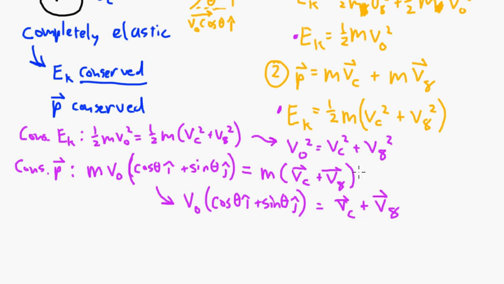What I'm going to do, and this is the part where you have to sort of see a trick, but we have our two equations. This is what we got from kinetic energy conservation: v naught squared is Vc squared plus V8 squared. And this is what we got from momentum conservation.